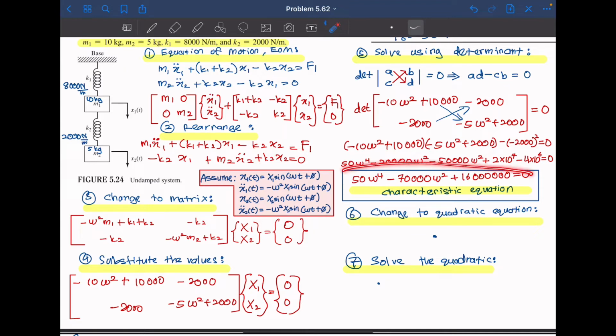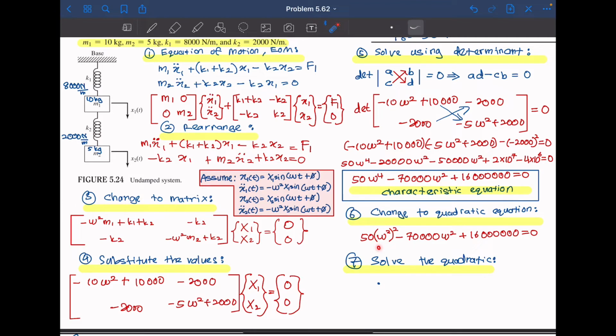So remember, this is what you call the characteristic equation. After that, change to a quadratic equation because we want to solve it using quadratic, right? So simply change omega to the power of 4 into omega squared outside. It's the same thing, right? It's still omega to the power of 4.